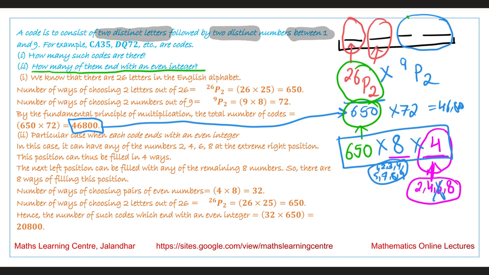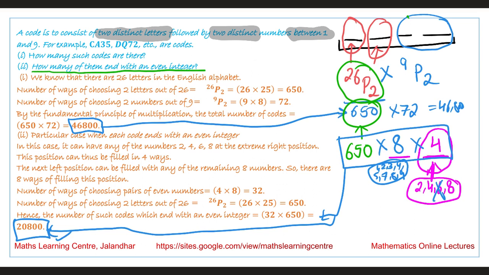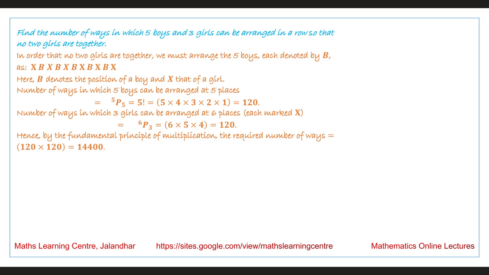So that is equal to the product of these 3 terms, and that is equal to 20800. So these many codes can be formed. Next is: find the number of ways in which 5 boys and 3 girls can be arranged in a row so that no 2 girls are together.